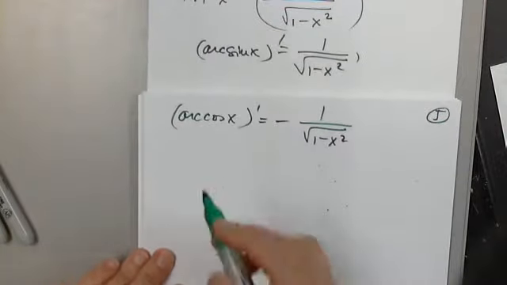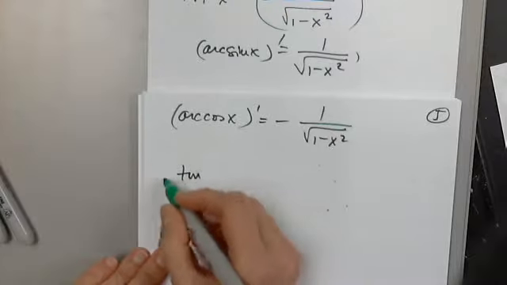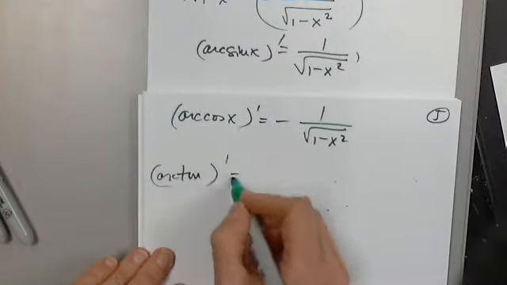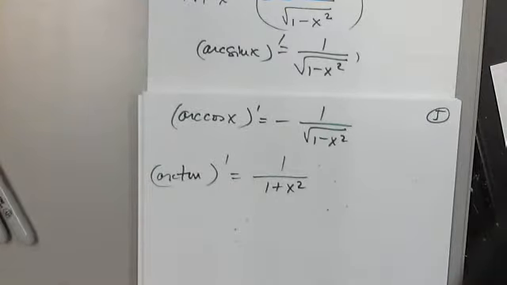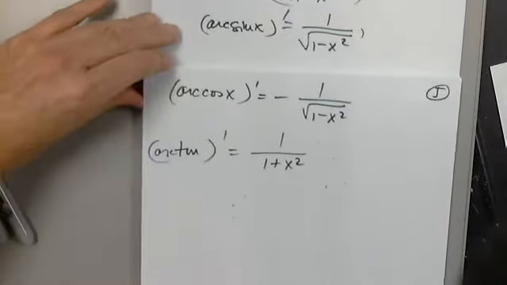And only one more I asked you to look at, arc tangent prime, which is 1 over 1 plus x squared. Moving forward to calc 2, these are extremely important. Others are too, but not as important as these. That's why I'm focusing on only just three hyperbolic functions and three inverse trig functions. So these are very important.